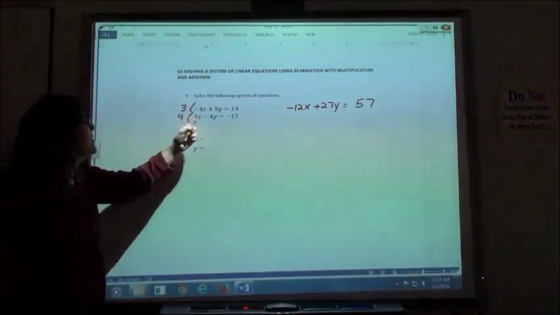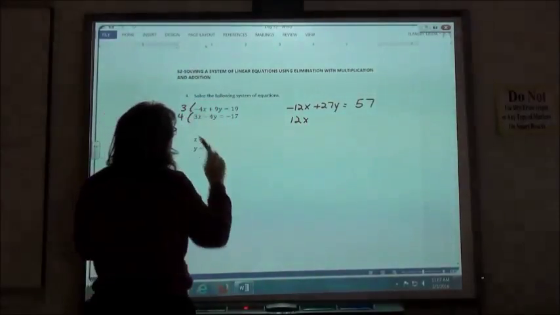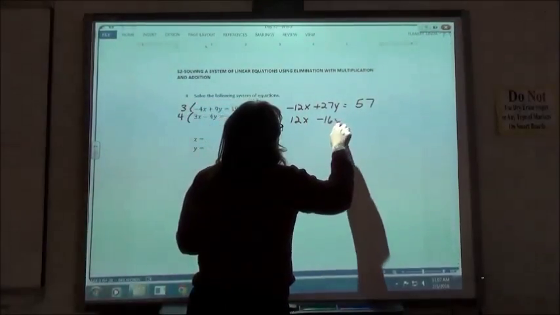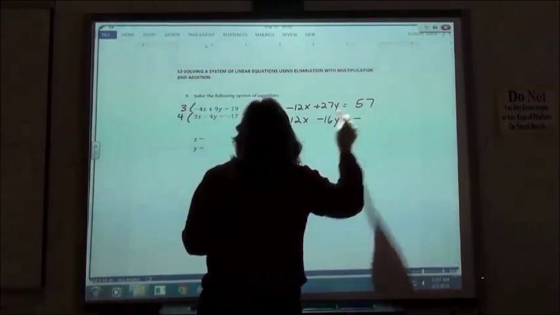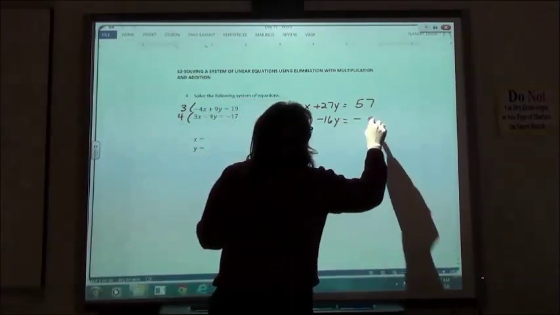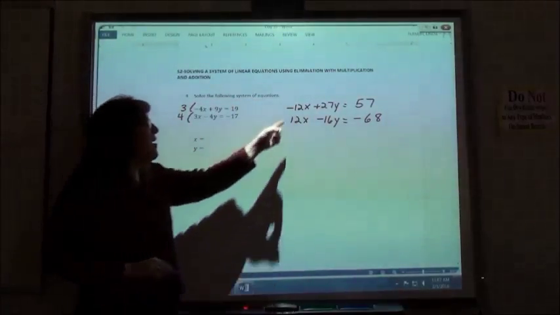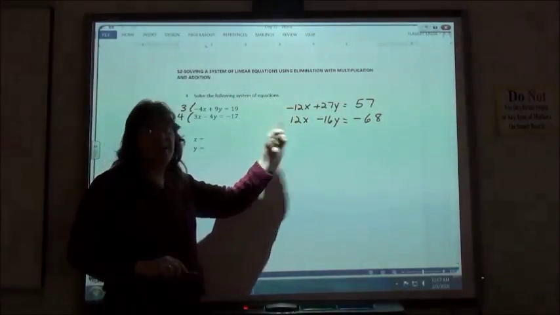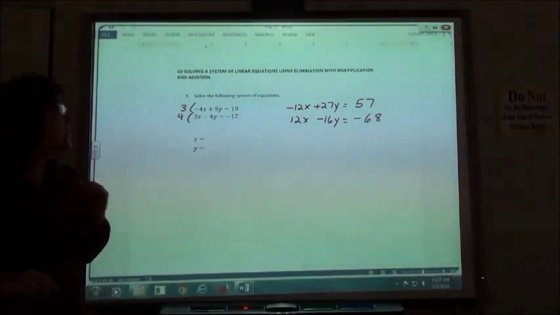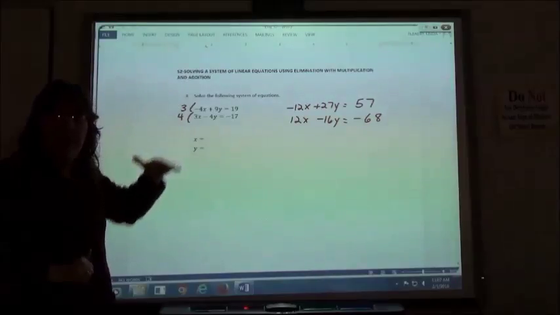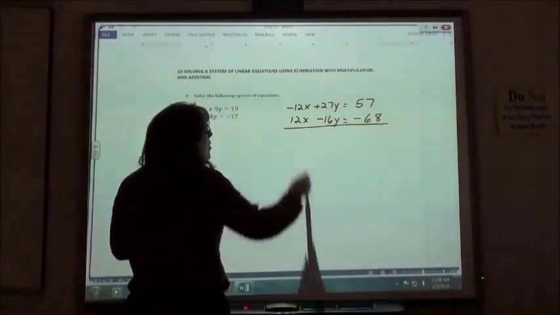On the bottom, 4 times 3x is 12x. 4 times -4y is -16y. 4 times a -17 is going to be negative. 4 times 7 is 28, so I get 68 there. And now notice that I have a -12x and a positive 12x. That's what I want to have happen, to have opposites in front of those x's so that when I add, they'll cancel out. So now I'm just going to add my two equations together.